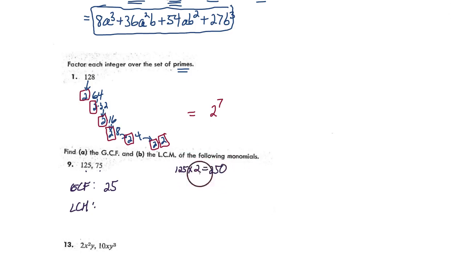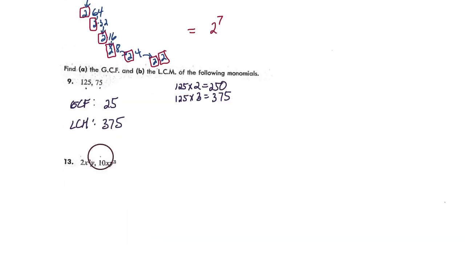Is 250 also a multiple of 75? It's not, because to make 75 turn into 250, you'd have to multiply by a decimal, not a whole number. The next multiple of 125 is 375. Is 375 a multiple of 75? And it is, because 75 times 5 is 375. So the lowest multiple we could think of was 375.